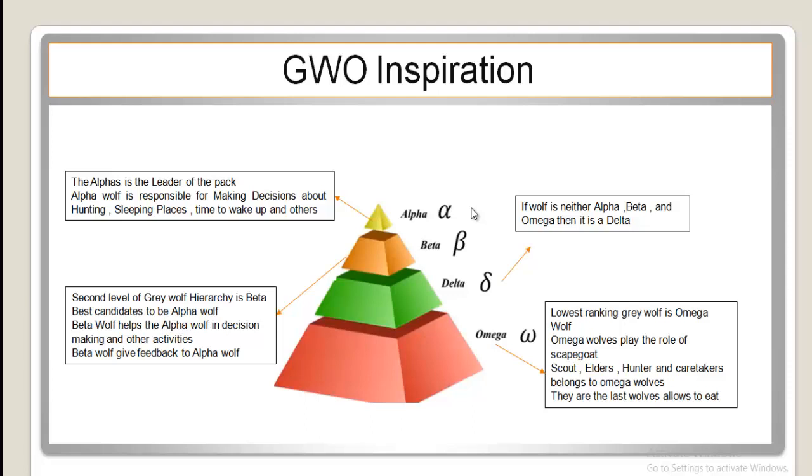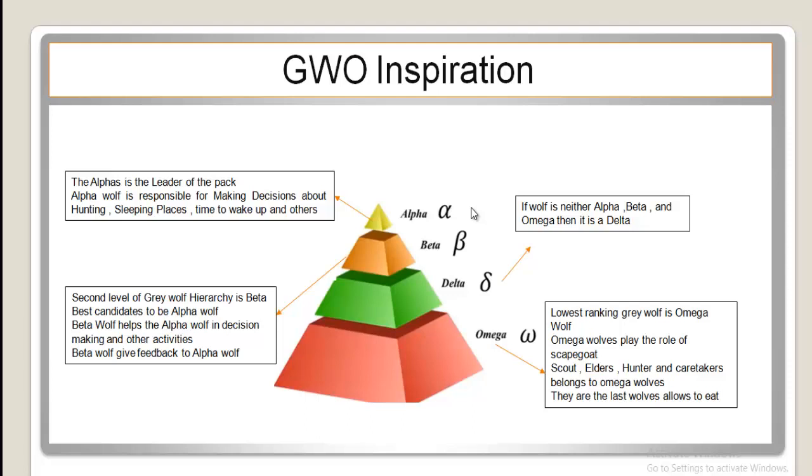The delta wolves are next in line. If the wolf isn't an alpha or beta, and it's not an omega either, then it falls into the category of the delta. Deltas have their own role in the pack hierarchy, and within the Grey Wolf optimization, they represent the third level of solution, offering additional guidance in the search space.